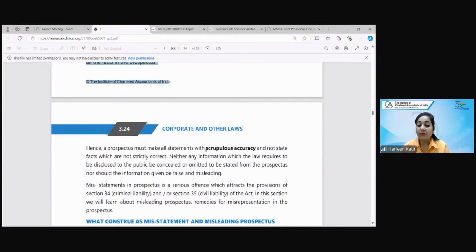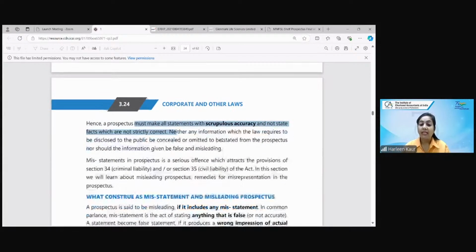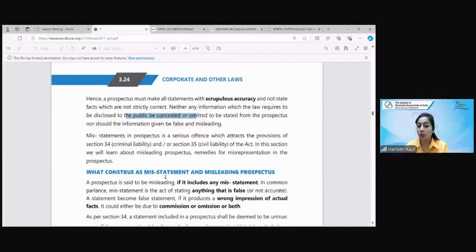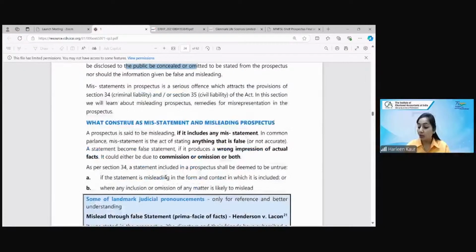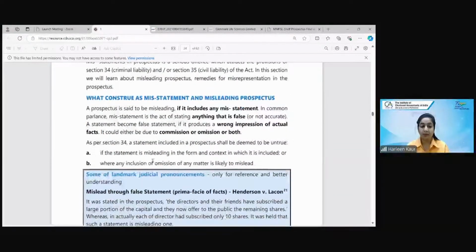Scrupulous accuracy. Okay, what does it say? It means with honesty, you have made the prospectus; it shall make all the statements which are true. Neither any information which is required for the public should be concealed or omitted. You should not make any kind of wrong, false statements. And you should not make any kind of untrue and wrong impression statements.